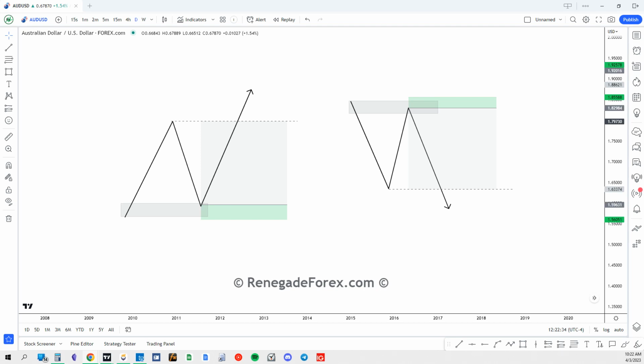Welcome to the trade management section of the Renegade Forex Smart Money Concepts trading course. In this section of the course, we're going to be talking all about actually managing an open trade.